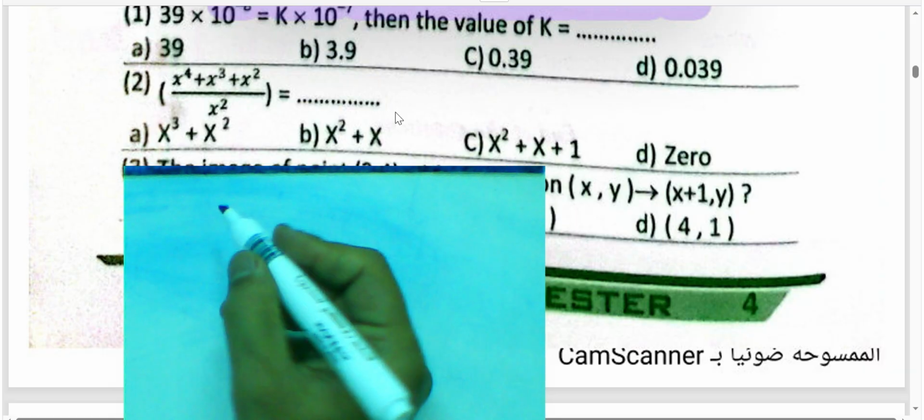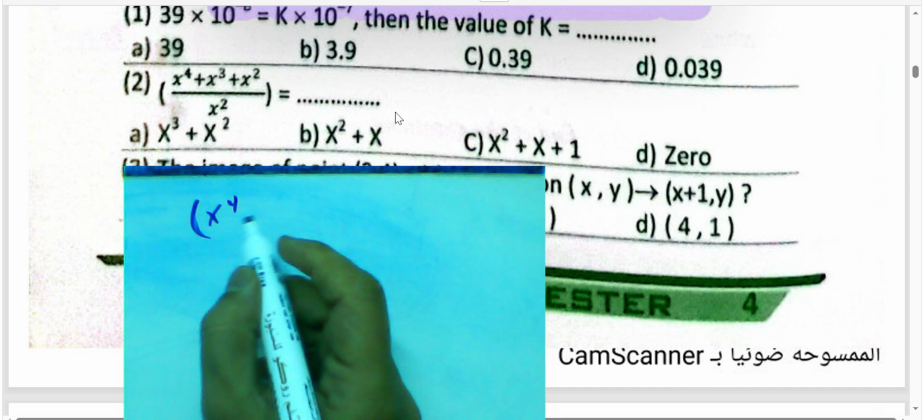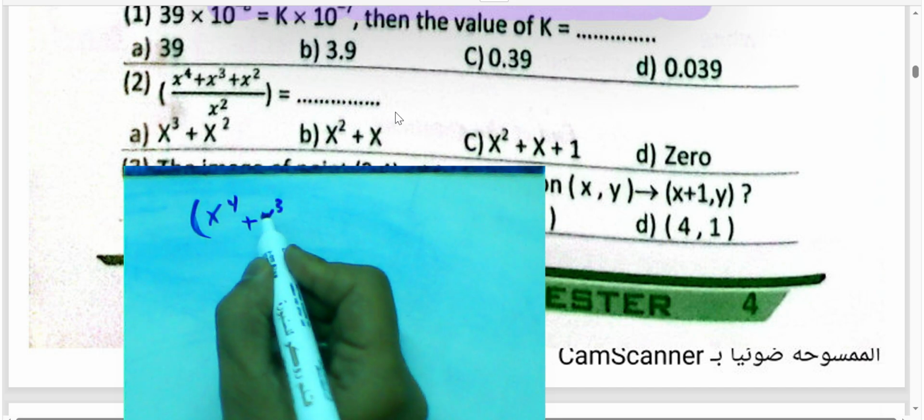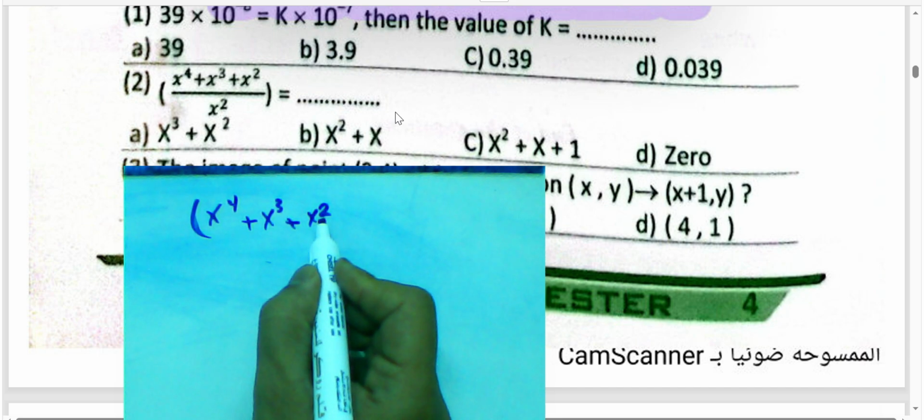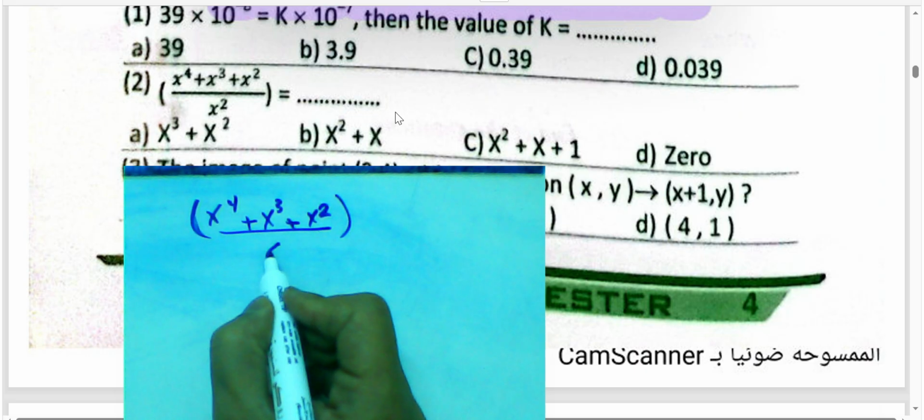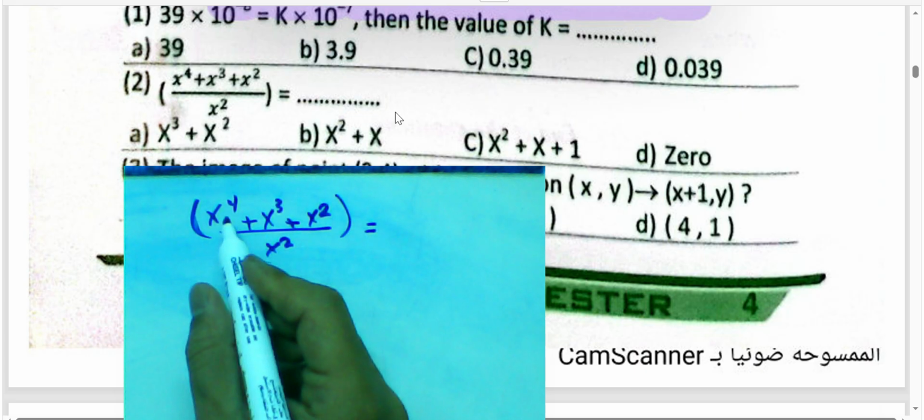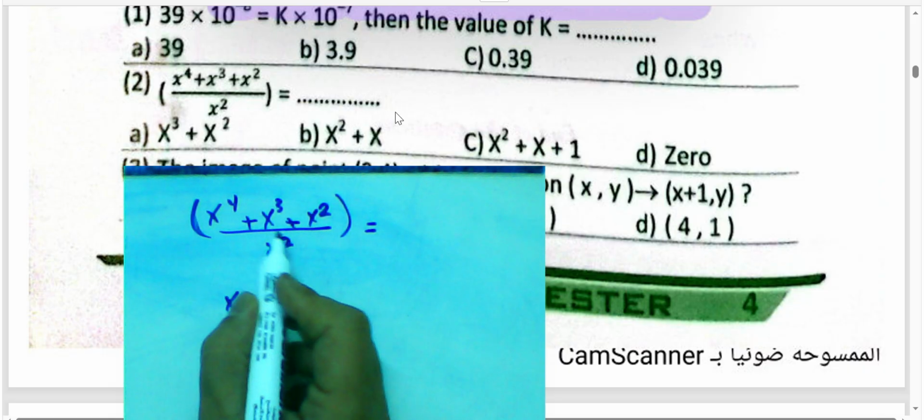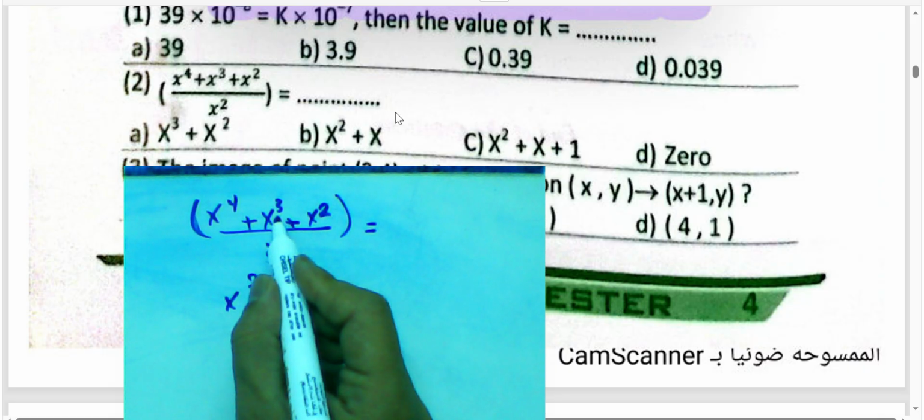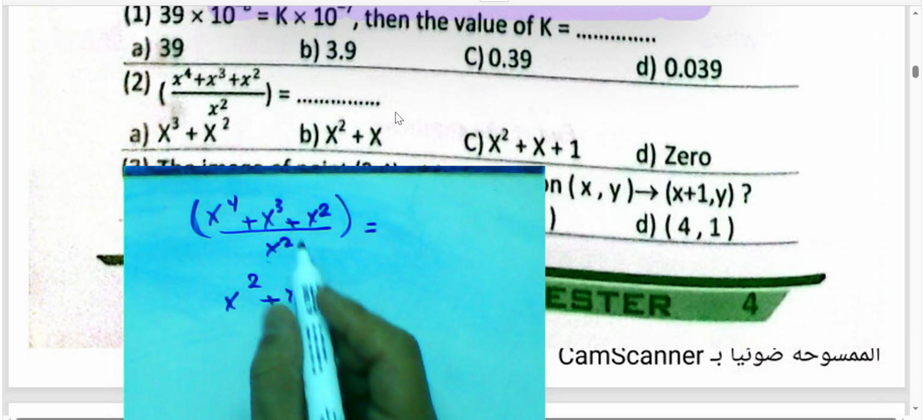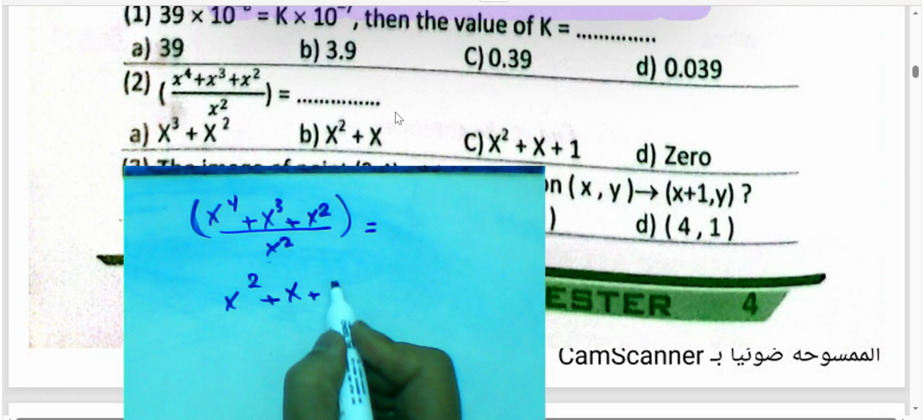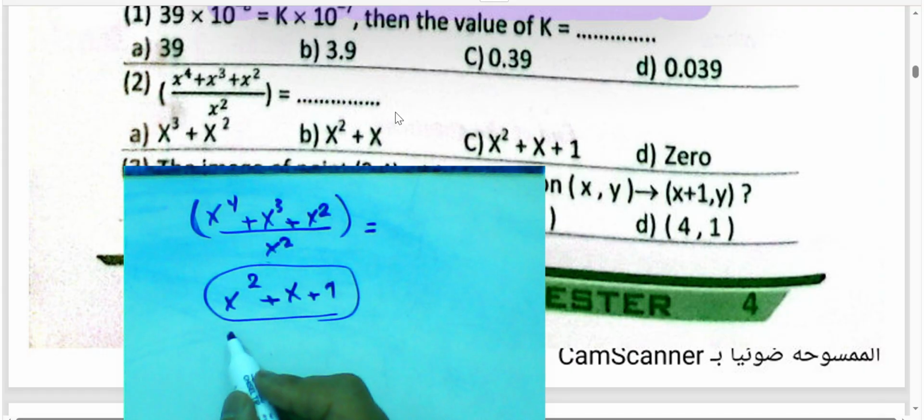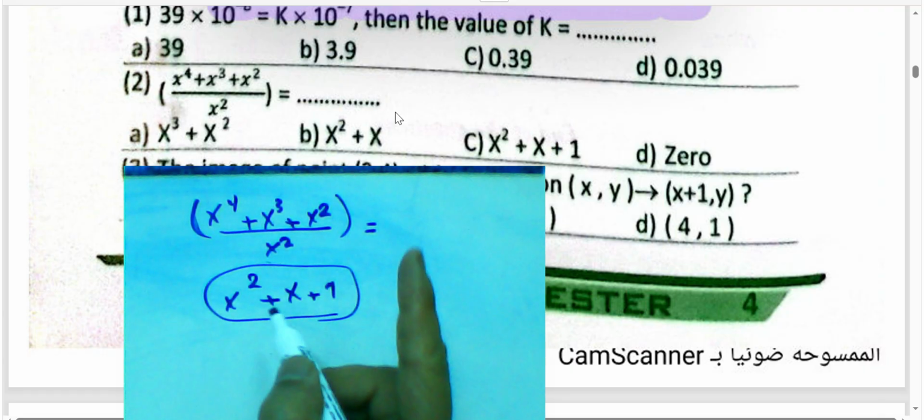x power 4 plus x power 3 plus x power 2, all over x power 2. First step, x power 4 divided by x power 2, we can find the difference between the two powers: 4 minus 2 equals 2. x power 3 divided by x power 2 is x power 1: 3 minus 2 is 1. And x power 2 divided by x power 2 is 1. Then the result will be x power 2 plus x plus 1. Choose letter C.